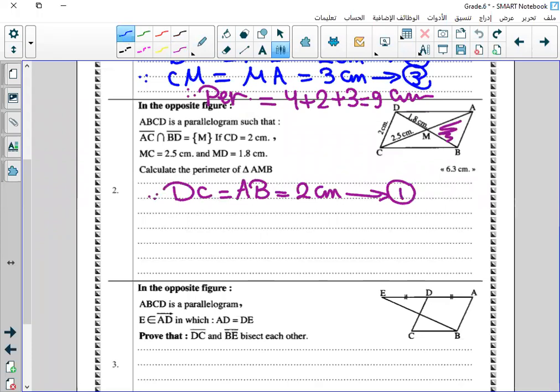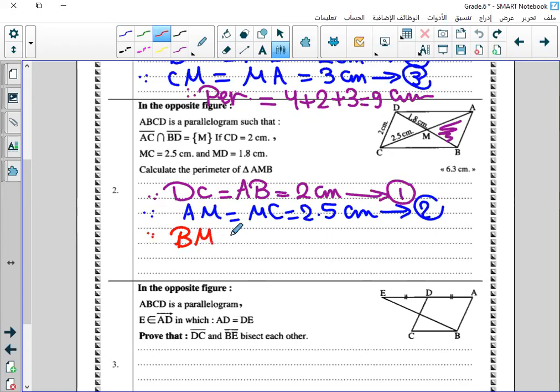Since DM equals 1.8, and since AM equals MC equals 2.5 centimeters, this is number 2. Number 3, since BM equals MD equals 1.8 centimeters, this is number 3.